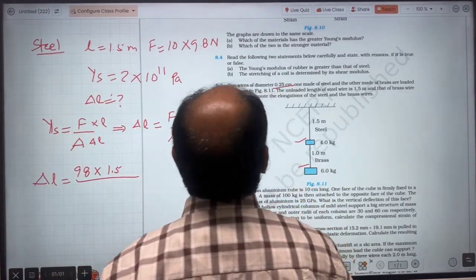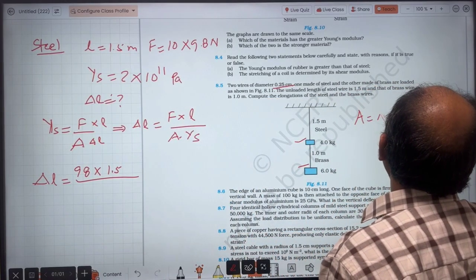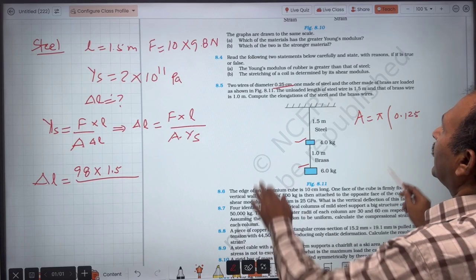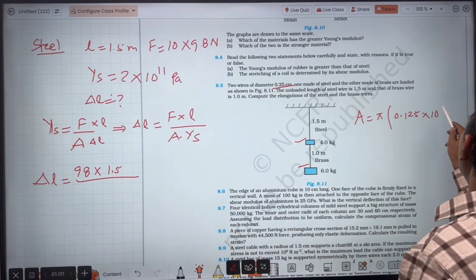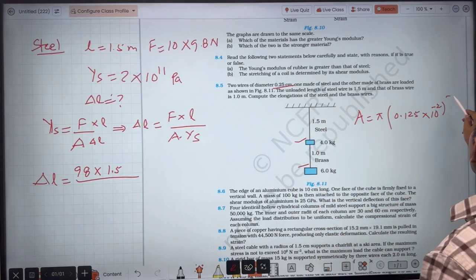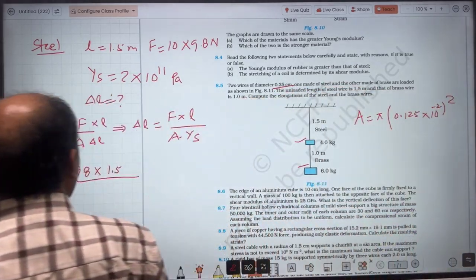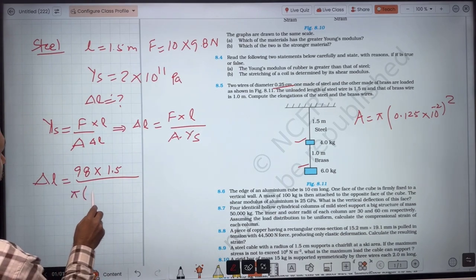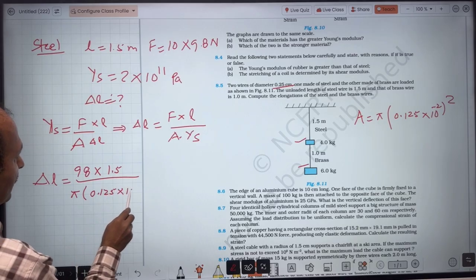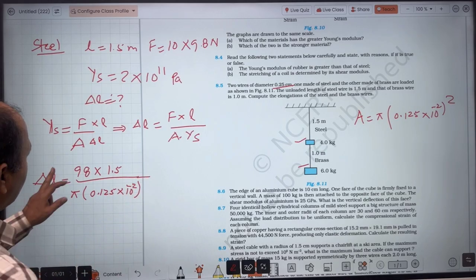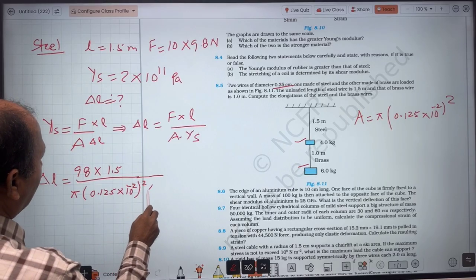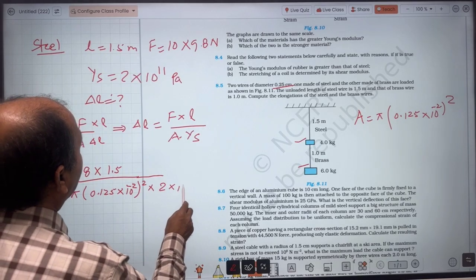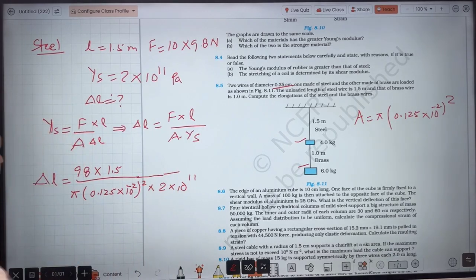section. Here diameter is given. So area of cross section can be evaluated as pi into r square. So 0.125, just half of it, into 10 to the power minus 2, because it is in centimeter square. So this value you can put. So you can say pi times 0.125 into 10 power minus 2 whole square, into Young modulus of steel, that is 2 into 10 to the power 11.